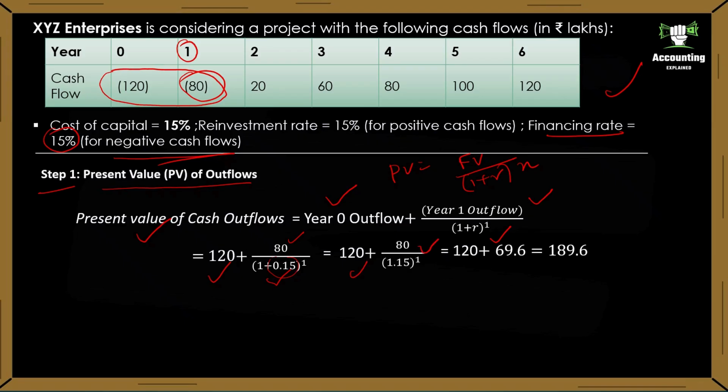80 divided by 1.15 gives you 69.6. When added with 120, you get 189.6. This is your present value of cash outflows. Now you have to notice that the first 2 years are your investment, 0 and 1 are your investments, and from second year to sixth year are your returns or the cash inflows which you are getting periodically from this investment. Visualizing this will help you to understand how your money moves through the project.